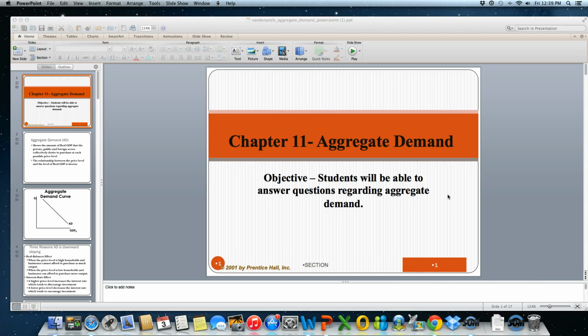Probably the most used graph in this class is called the aggregate demand, aggregate supply graph. And aggregate demand is a huge part of that graph. So it's really important that we understand what aggregate demand is, we understand the aggregate demand graph, we understand what can shift that aggregate demand curve.